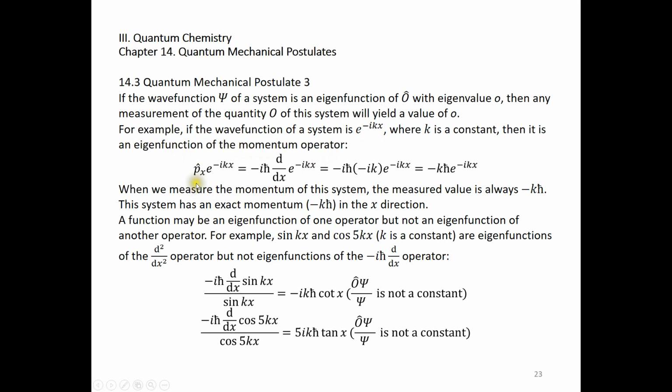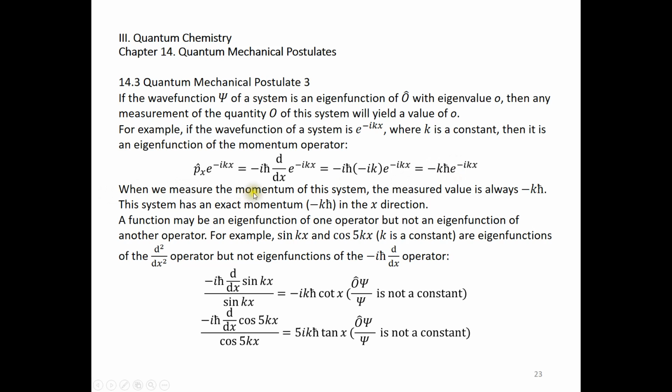Let's try this. Let's apply the momentum operator to the function. We have negative i h bar d over dx, applied to e to the power of negative ikx. We take the first derivative, we get negative ik here, and then we have this exponential function. The result is negative k h bar multiplied by the wave function e to the power of negative ikx, and therefore this is indeed an eigenfunction of the momentum operator, and the corresponding eigenvalue is negative k h bar.